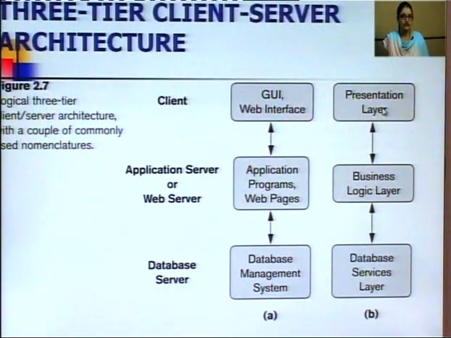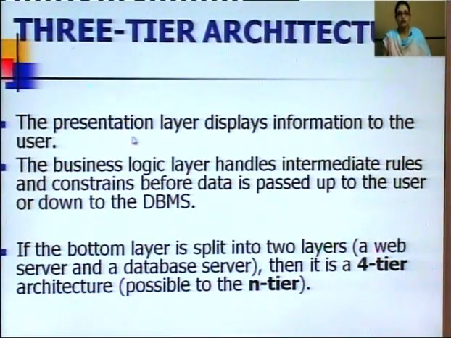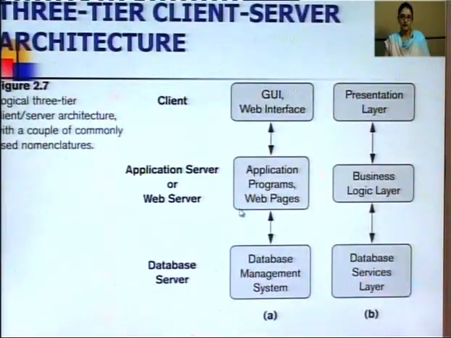Similarly, this is the presentation layer. This is the business logic layer, which is the intermediate layer between the database service layer and the presentation layer. In the three-tier architecture, the presentation layer displays the information to the user. The business logic layer handles the intermediate rules and constraints before the data is passed up to the user and down to the DBMS. This means the business logic layer provides data to the presentation layer or to the database service layer.